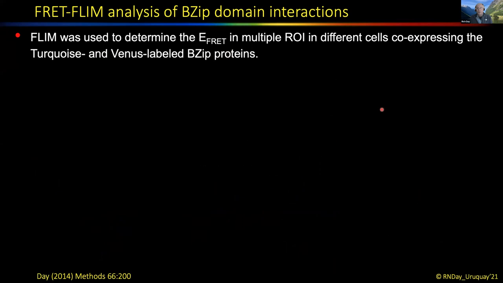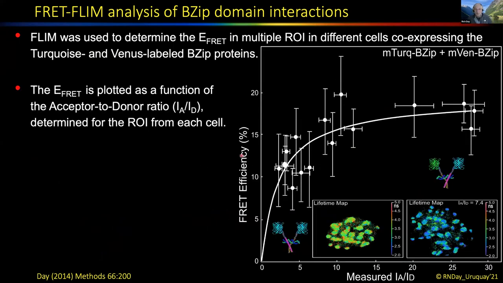And so we use FLIM to measure FRET efficiency. We measure it in multiple ROIs for each cell, so multiple regions of the nucleus for each cell, and we measure many cells. And what we do is we determine the acceptor to donor ratio in each cell. So each point on this graph is an individual cell. We measure multiple ROIs for each individual cell. So the spread here indicates the spread in FRET efficiency for the cell and the spread in the acceptor to donor ratio for the cell. And then we simply plot FRET efficiency as a function of the acceptor to donor ratio for each cell.